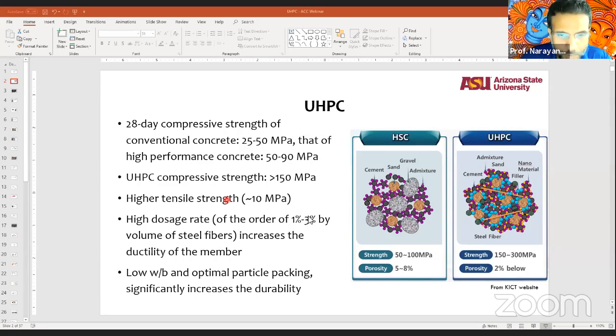So you need a higher amount of steel fibers to increase the ductility of your concrete so that it doesn't fail suddenly. And one of the important things with ultra high performance concrete is that you need to pack your microstructure so well. I'll tell you why we need to do this as we go through. A few key things: 50 to 100 megapascal for your traditional high strength concretes, 150 to 300 megapascal for your ultra high performance concretes.